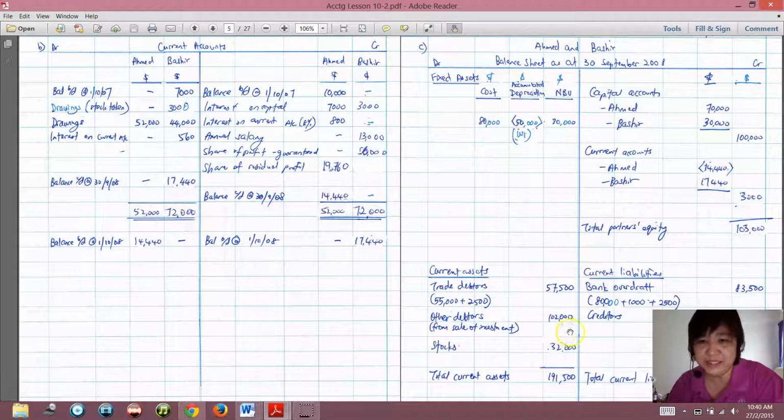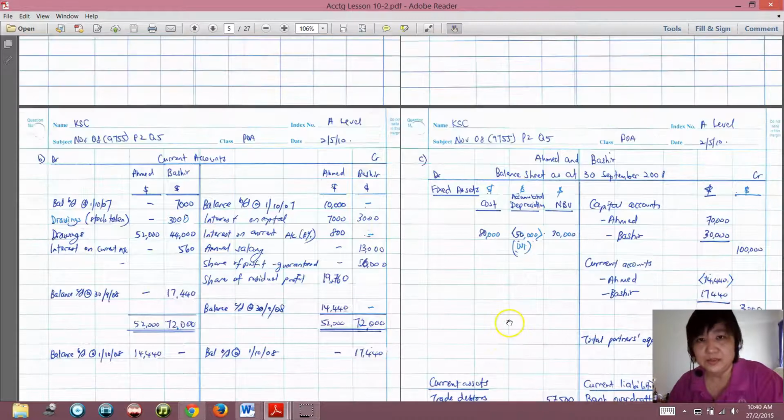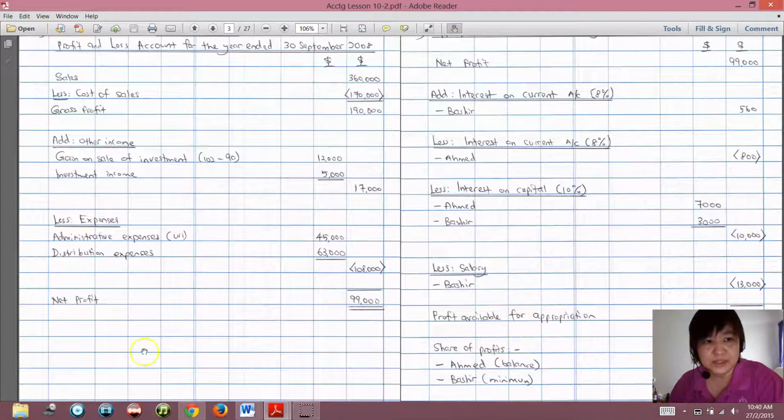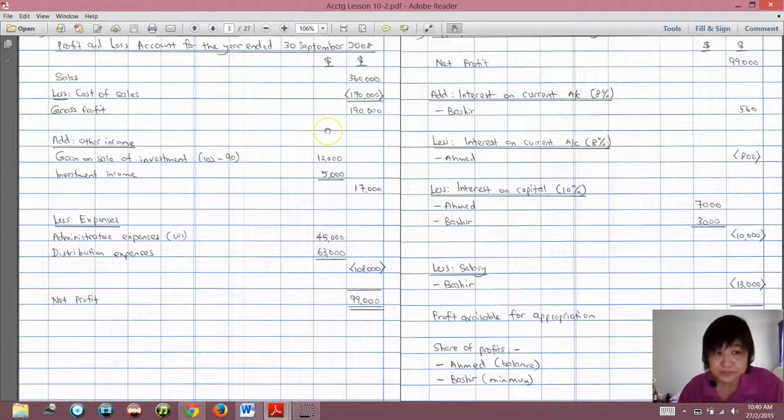So in other words, you debit other debtors 102,000. You credit investment. The investment is a debit balance, so it's going out. So you credit investment 90,000, and you credit gain on sale of investment 12,000. So the journal entry balances. Okay, so I have completed until here.